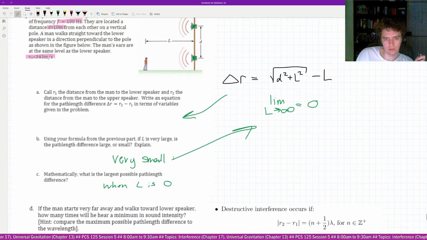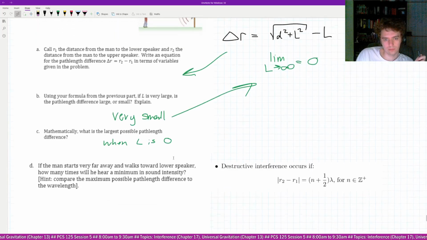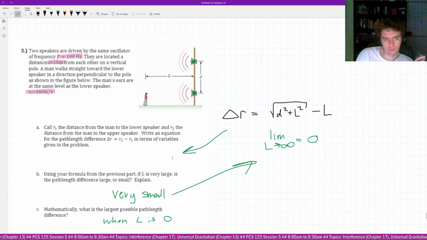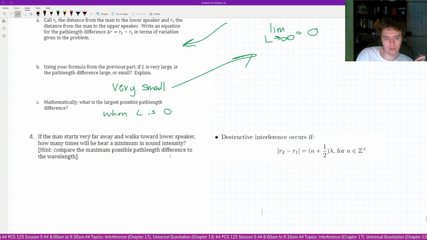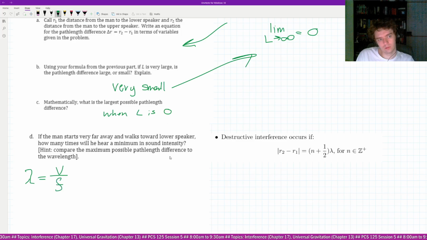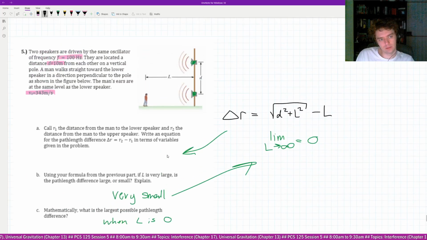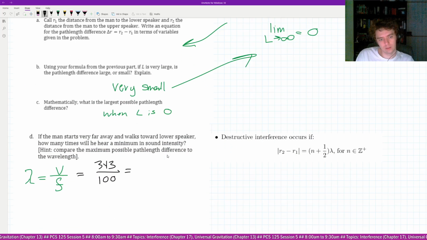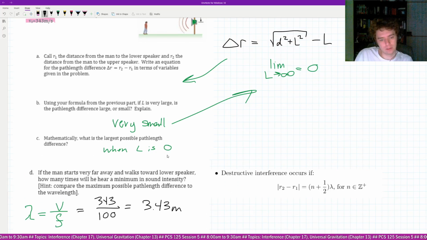When L is 0. Oh, we can find the wavelength, can't we? We have V and we have the frequency. Yeah, we can find it. So then, do we just compare how many times it will happen as he keeps walking away? 343 over 100. Is that what it was? 343 over 100. Yeah. Okay. Which is 3.43 meters. So.